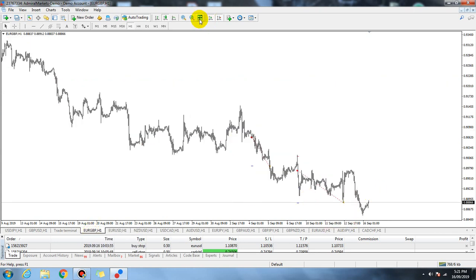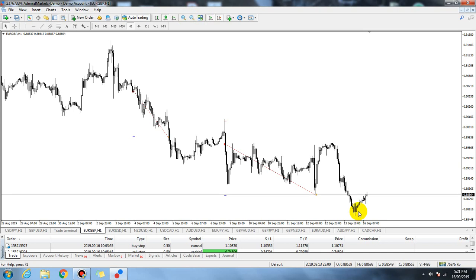Euro bound, possibly forming a bit of a bear flag in here, and maybe a triangle, could form a double bottom or something like that. Just had a big move to the downside. I'm going to stay out of it for the moment.